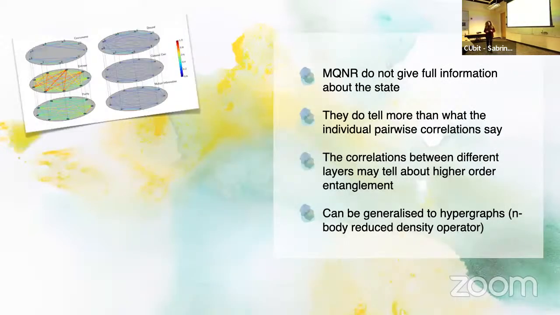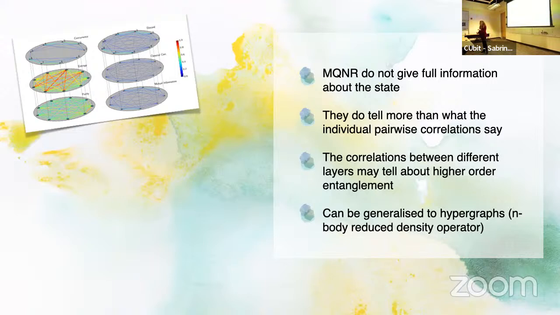Now, just a few disclaimers and clarifications. These representations, of course, do not give the full information about the many-body states. It's just a collection of reduced density operators, okay? It's 2-qubit correlators in this case. They don't completely characterize the full n-qubit density operator, clearly, but they do tell more than individual pairs. Of course, the correlation between the different layers, I mentioned already before, can give other types of information, like, for example, higher order entanglement.